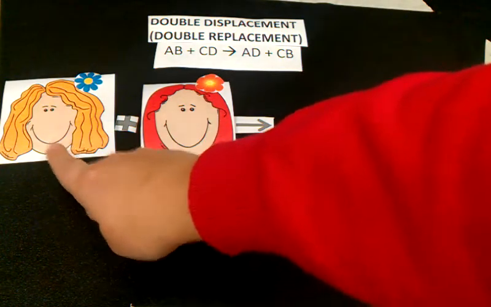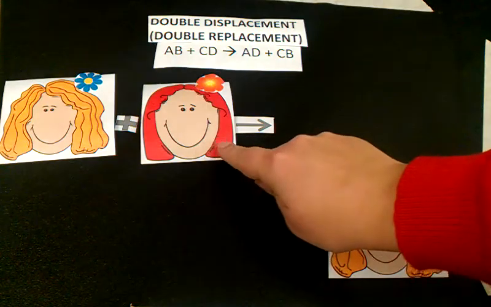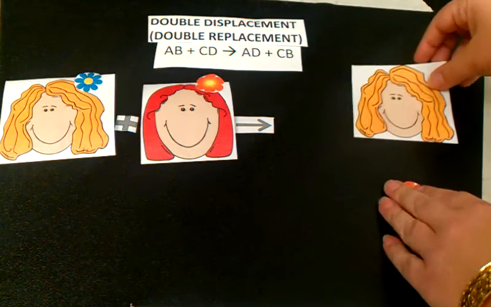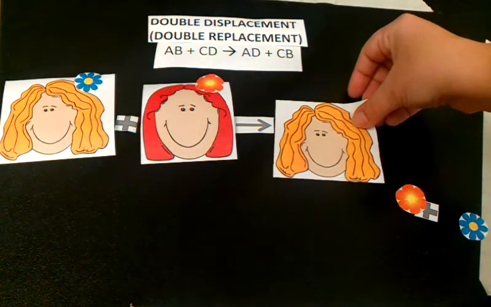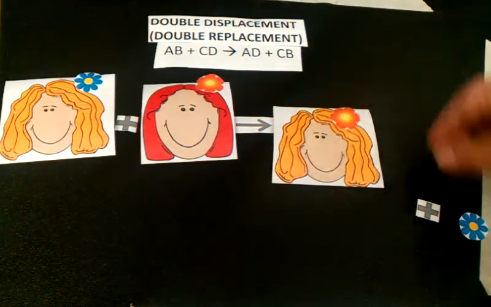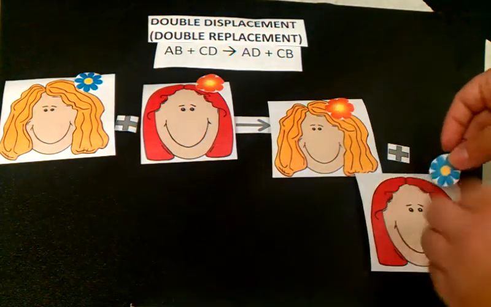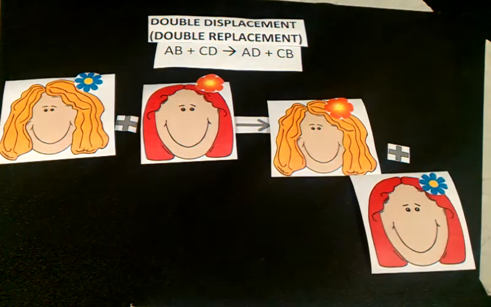So if we start out with a blonde girl with a blue flower and a red-haired girl with an orange flower, we would just let them switch those flowers to represent a double replacement reaction. So the blonde girl would end up with the orange flower, and the red-haired girl, sorry, I'm kind of running out of room here, ends up with the blue flower. So it's pretty much the same thing as a single replacement or single displacement reaction. You have two compounds now instead of a single thing with a compound.